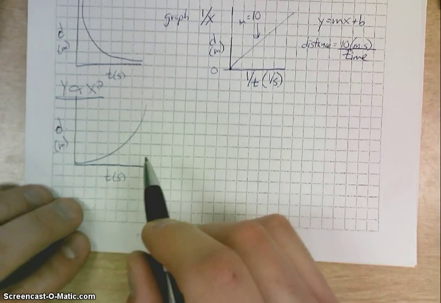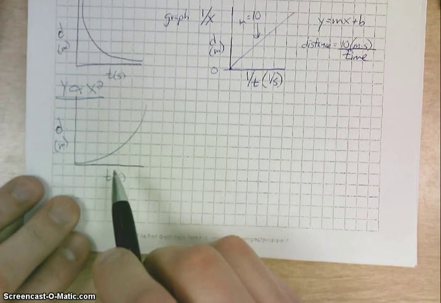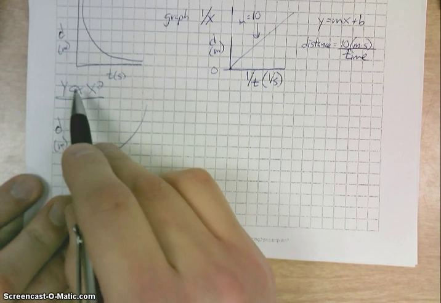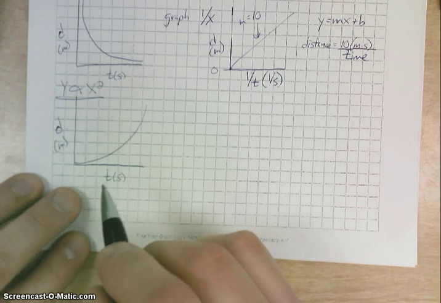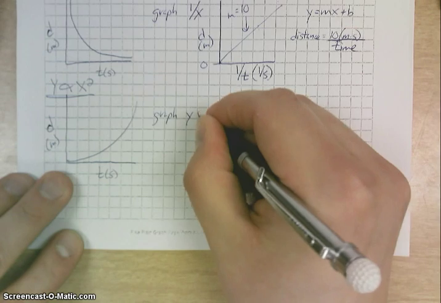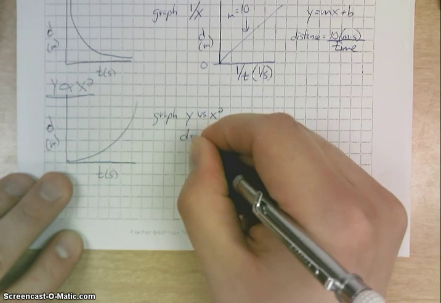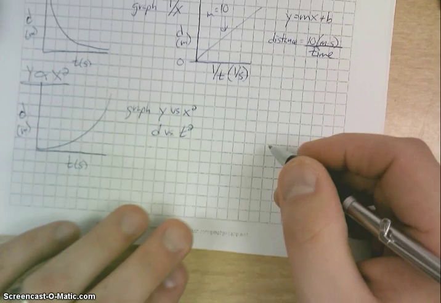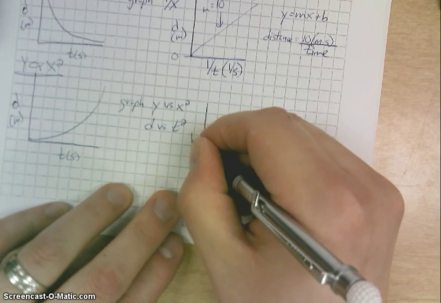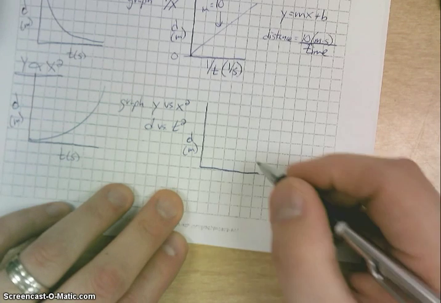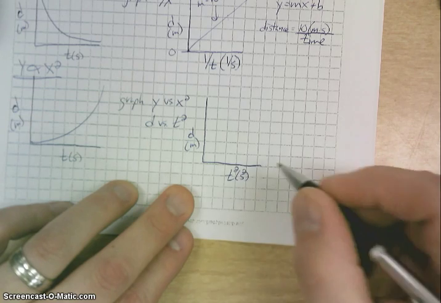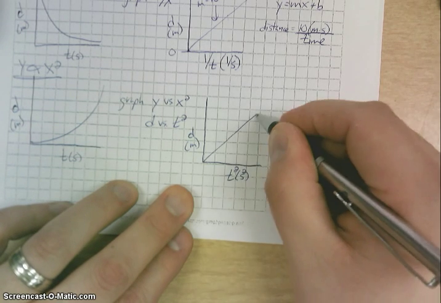Let's say you get a graph that looks like this. We're going to call this relationship y proportional to x squared, or in this case, distance proportional to time squared. If I want to change this so that it's a straight line, I need to graph y versus x squared, or in this case, d versus t squared. This is where you're going to be using your calculated columns in Logger Pro. If I graph d versus t squared, which would give us seconds squared, I will get a straight line.